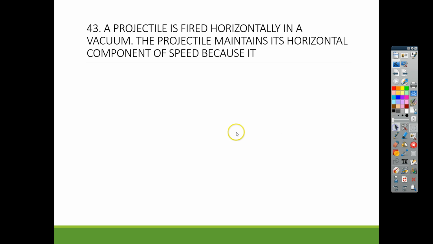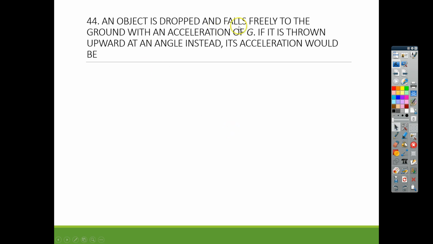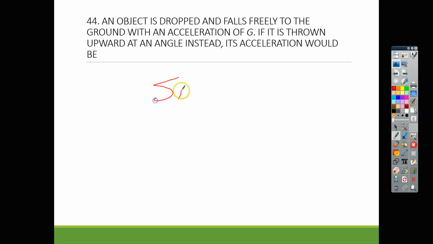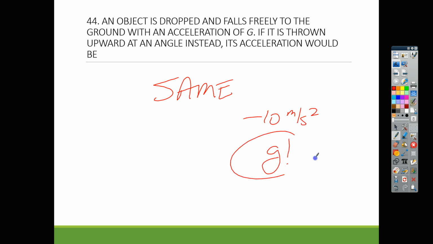For number 44, it says an object is dropped and falls freely to the ground with an acceleration of g. If it is thrown upward at an angle instead, its acceleration would be, and remember it is the same, it is still negative 10 meters per second squared, or g. Okay, that will never ever change. It's always going to be the same. We also need to say, because it's negative 10, this would be g downward.